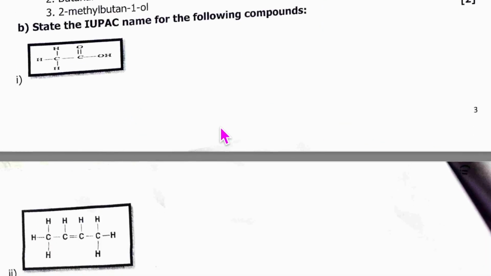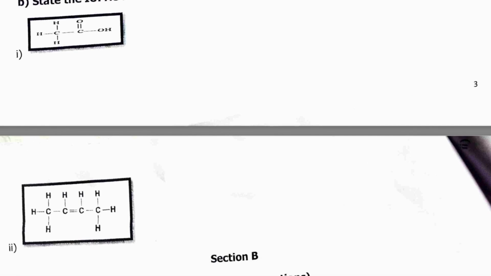Tell fast. We come to IUPAC names. IUPAC names, first look at the functional group. This is the functional group which is oic acid. COOH means oic acid. How many carbons do you see? 2. So it will be eth. Single bond between C and C means ane. And then this will be oic acid.